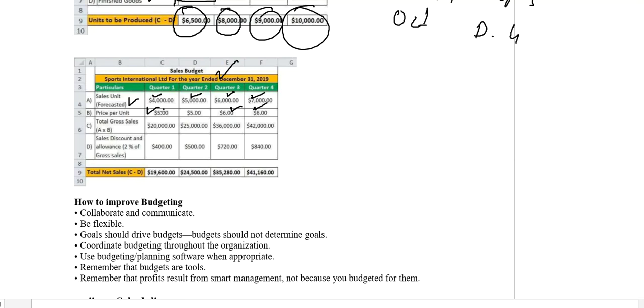So the total sale will be 4,000 into 5 is equal to 20,000. This is 25,000. This is 35,000. We will multiply row A with B.